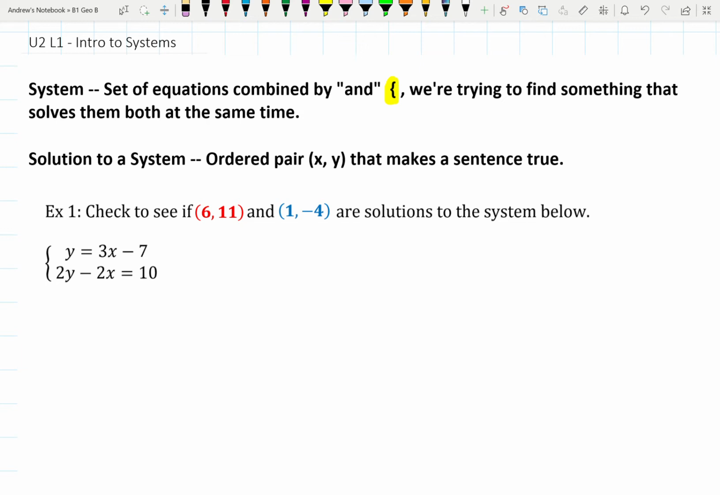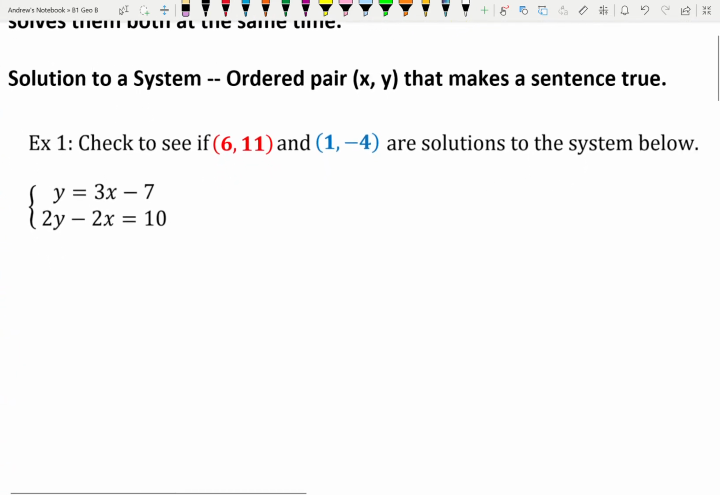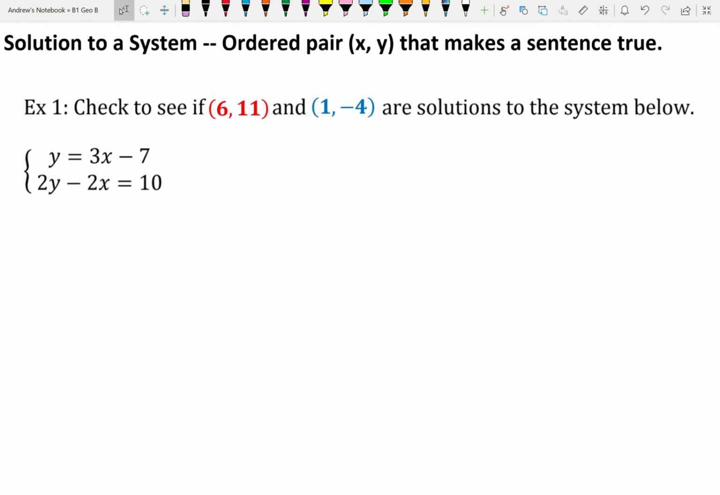I will say that plugging in points is not the most efficient way to find the solution to a system, but it is an awesome way to check your work when you use some of the methods we're going to learn over the next couple weeks. The first thing we're going to do is check these 2 points. One of them is (6, 11). I'm going to do all of the work for (6, 11) in red, and then I'll switch over and do (1, -4) in blue.